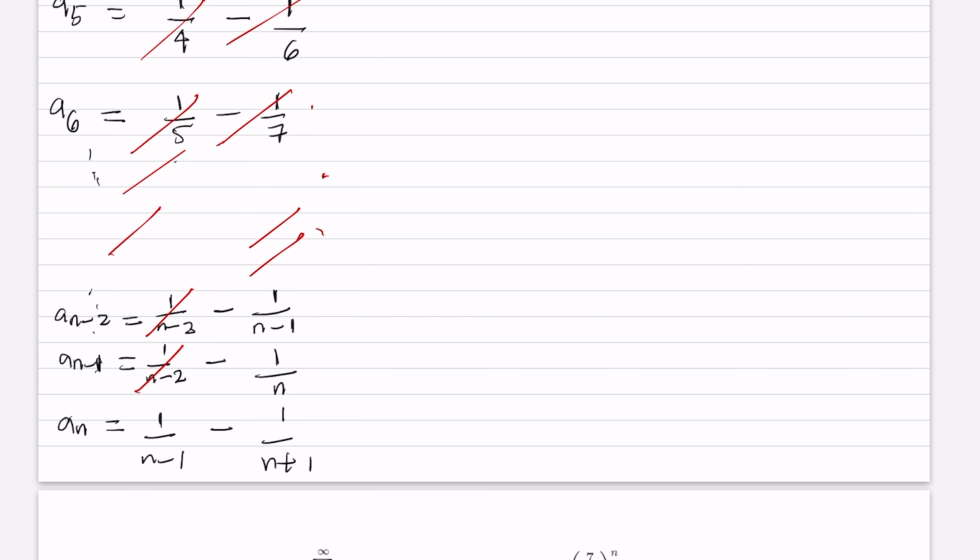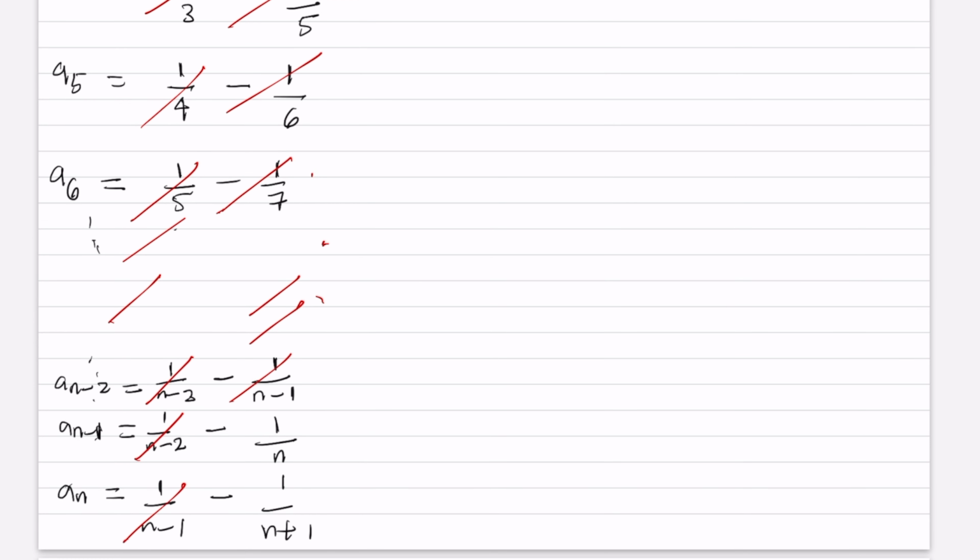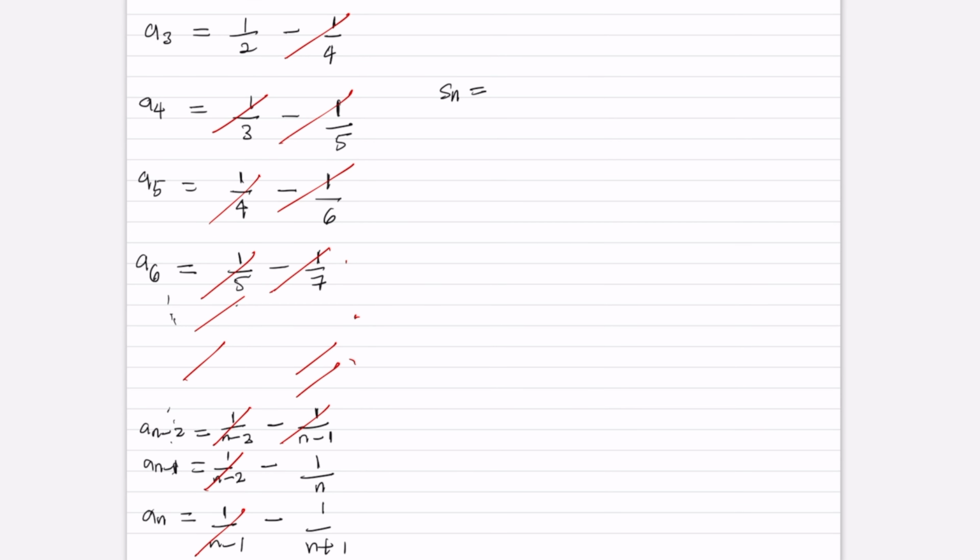So, here you can see that negative 1 over n, and I also have positive 1 over n. So eventually, I'm going to end up having my Sn to be what? So what are the values remaining? I'm going to have 1 divided by 1 plus 1 divided by 2 minus 1 divided by n from here, right? Then minus 1 divided by n plus 1.